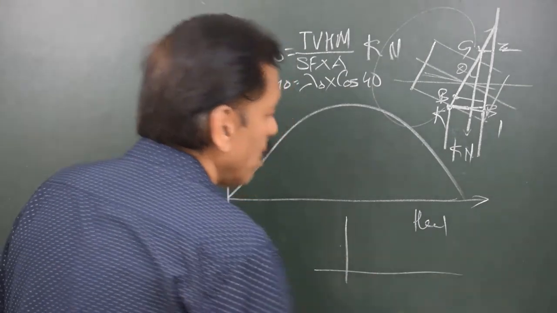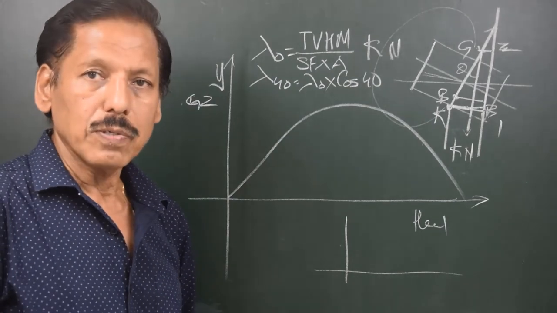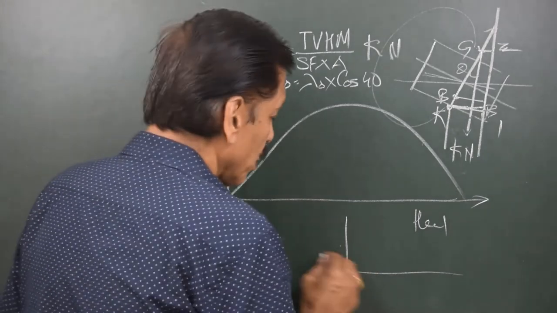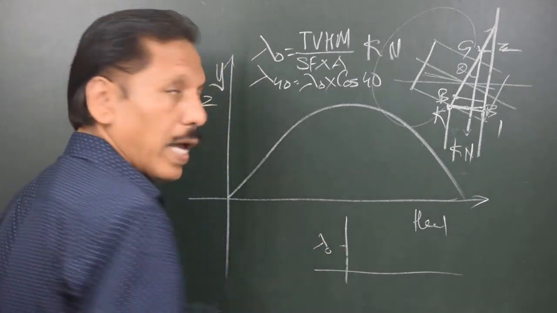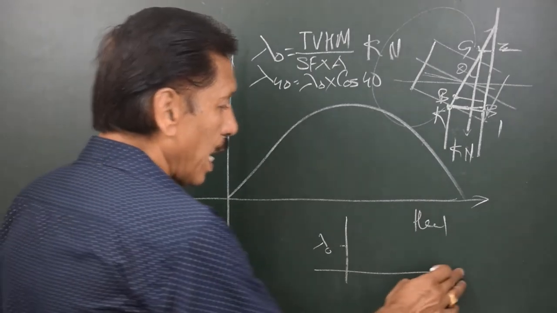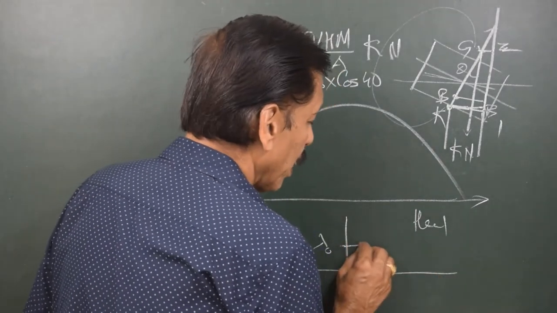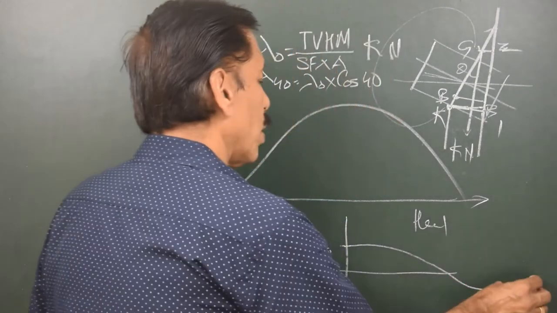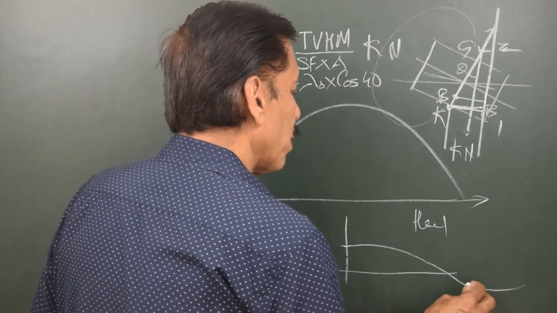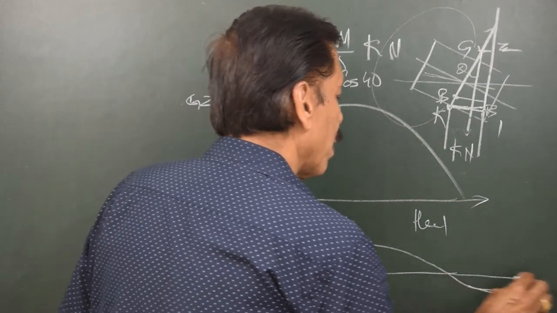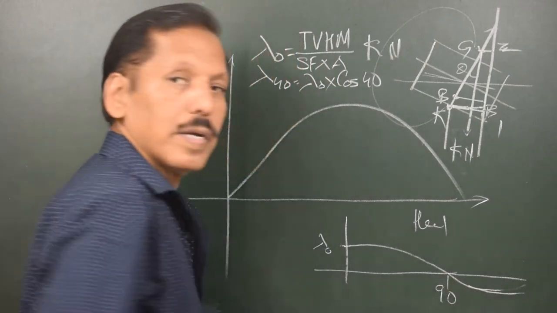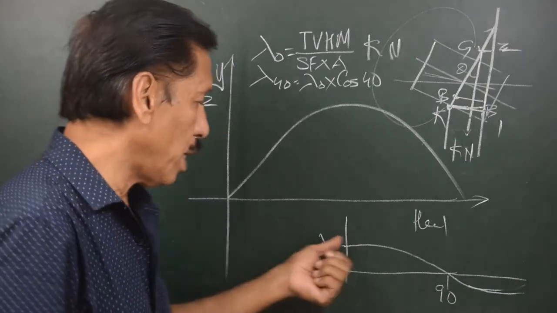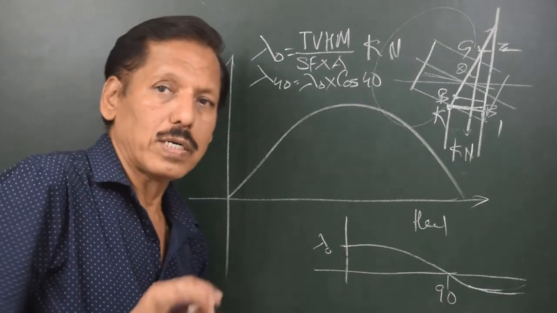Now a sine curve is 0 at 0, but a cosine curve is maximum at 0. So suppose this is the lambda 0 value, and I want to draw a cosine curve. At 90 degrees, it will become 0. It will run like this. At 90 degrees, it will become 0, and then at 180 degrees, it will become minus 1. So this is 90 degrees. At 90 degrees, the cosine curve becomes 0. At 180 degrees, it is minus 1. At 0, it is plus 1. This is the cosine curve.